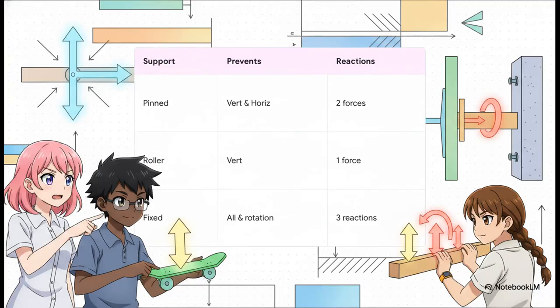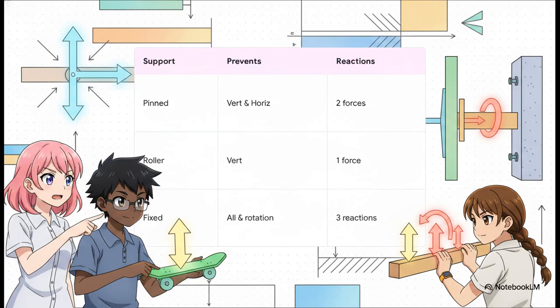You see, before calculating internal forces, we have to establish the ground rules of how a beam is physically bolted down in the real world. Here's the key. Every single prevented movement at a support generates a corresponding reaction force or moment. If you've got a pinned support, it stops the beam from moving up, down, or sideways, but it lets it pivot. Because it stops movement in two directions, it creates two reaction forces, vertical and horizontal.